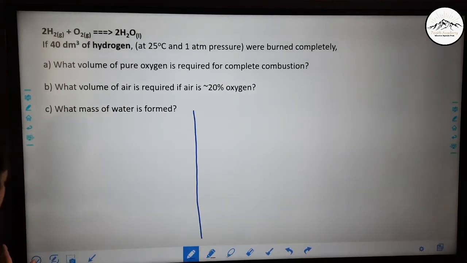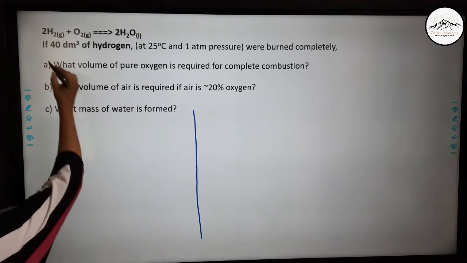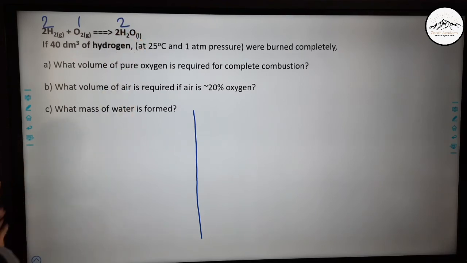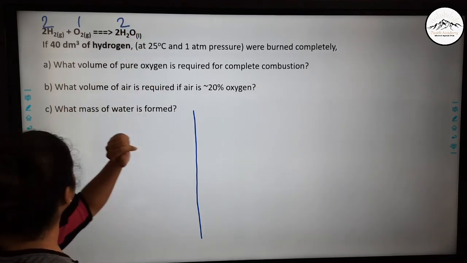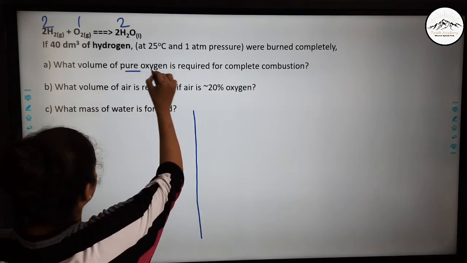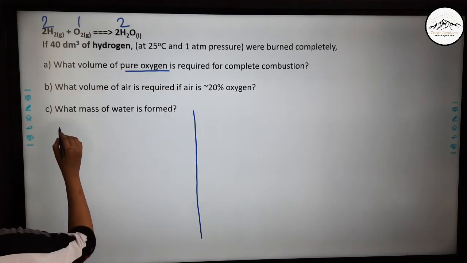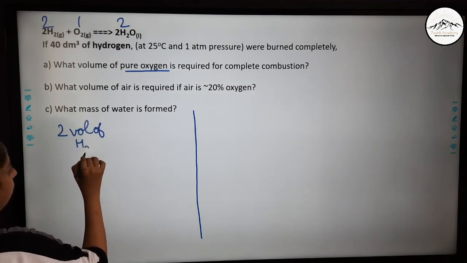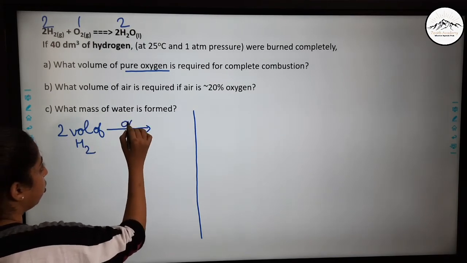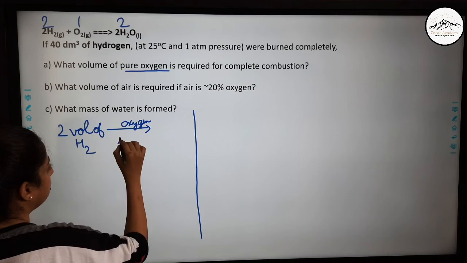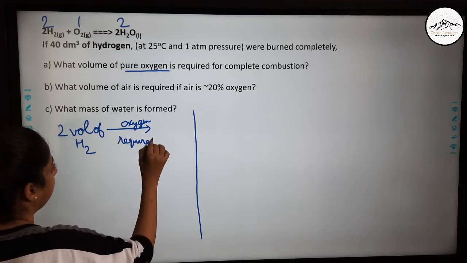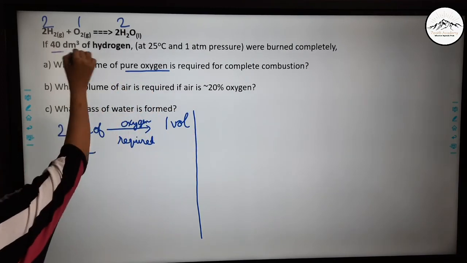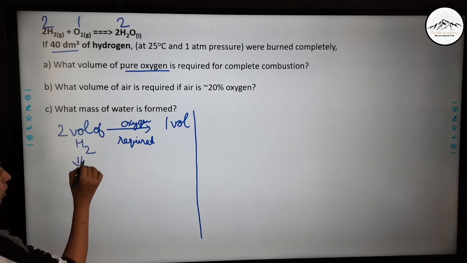Let's do the first question. If 40 decimeter cube of hydrogen, so the ratio is 2, 1, 2. If they are saying 40 decimeter cube of hydrogen is used, what volume of pure oxygen is required? So we know that for 2 volumes of hydrogen, what is the amount of oxygen required? The oxygen required is 1 volume. Okay. Now since they have taken 40 decimeter cube, so 2 volumes is corresponding to 40 decimeter cube.